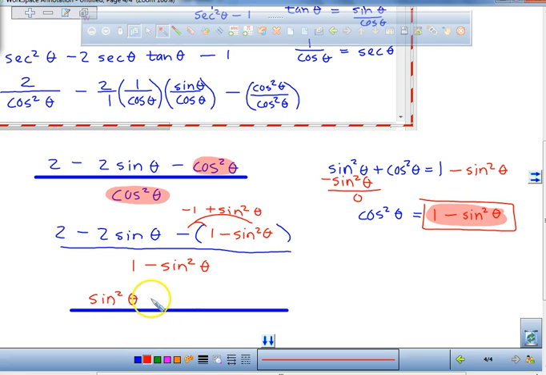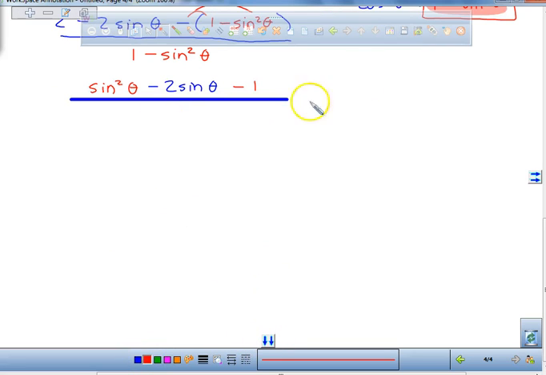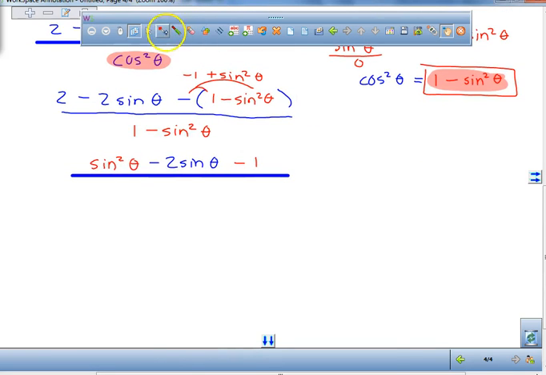I want you to put minus 2 sine of theta right here. And then at the very end, you're going to put a minus a 1. So I'm putting the sine squared of theta up front, minus 2 sine of theta, minus a 1, and this is where your mind's going to be blown. Watch what I'm going to do to factor the bottom number.